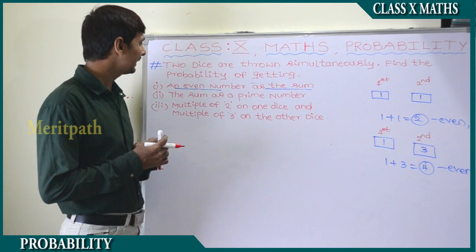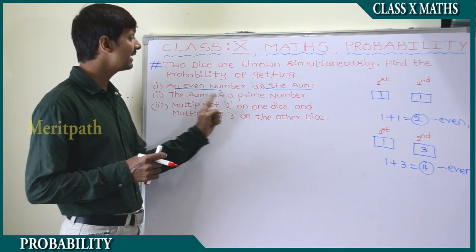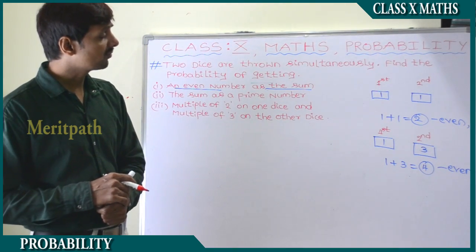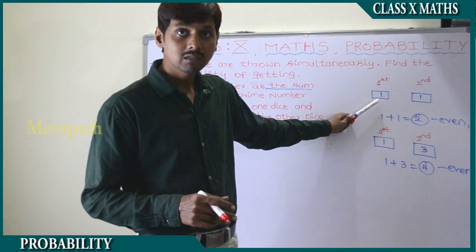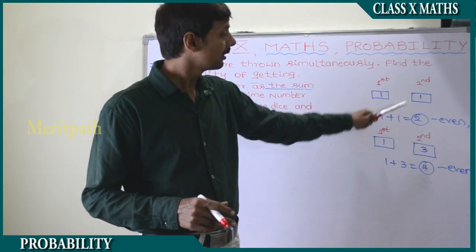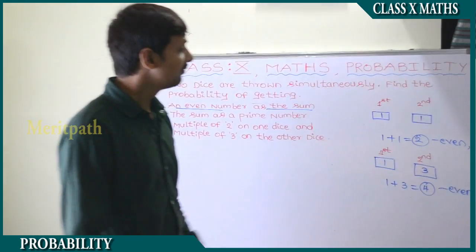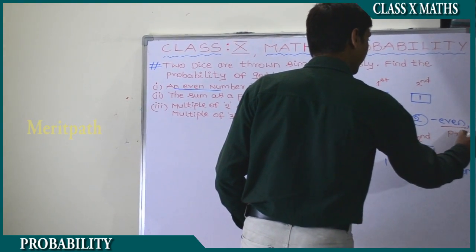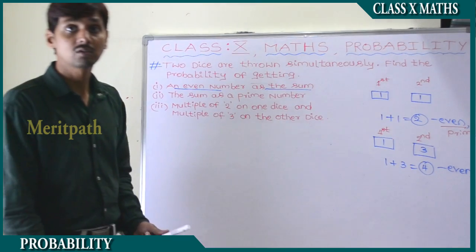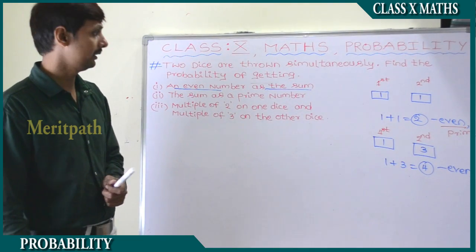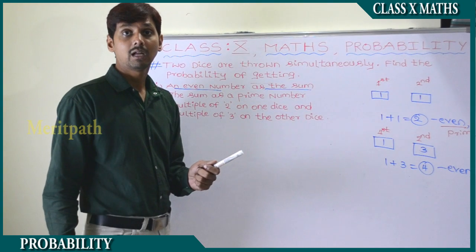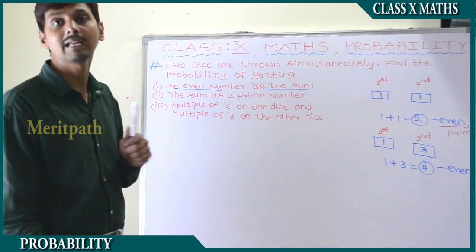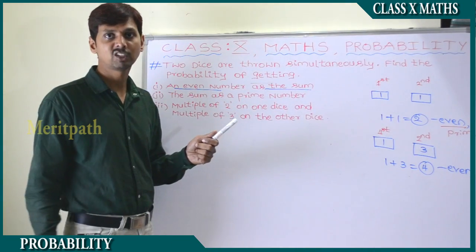And also the second case, the sum as a prime number. Let's take the first example. On the first dice we got 1, on the second dice we also got 1. Here we add these two numbers and get 2. 2 is also a prime number. So the sum of the two numbers on the two dice is a prime number here. In the same manner, we need to find the number of possibilities, and then the probability.